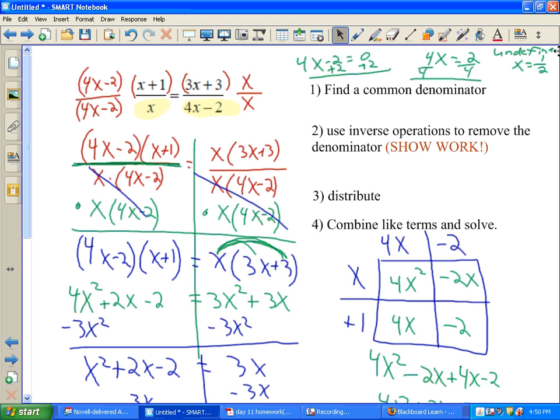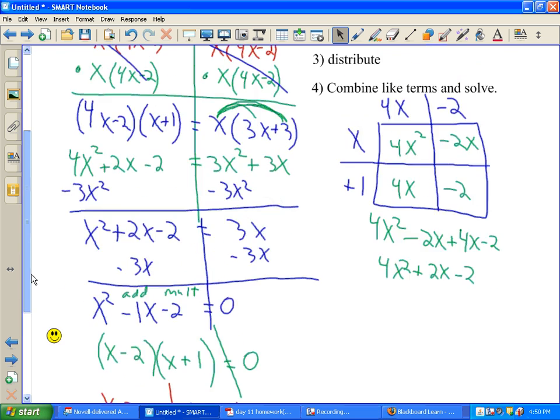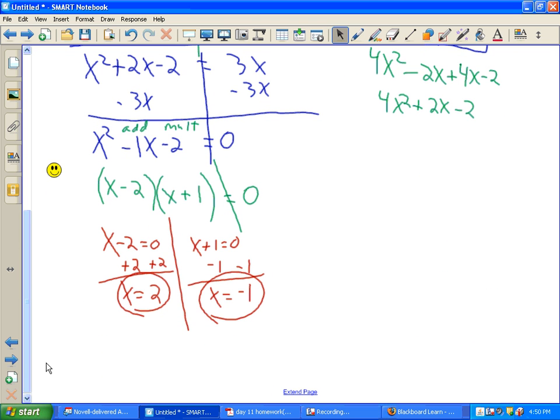Is it undefined at 1/2? Yes. Is x 1/2? No. X is 2 and x is negative 1. So both of those answers are valid answers. We don't have to cross out either of them.